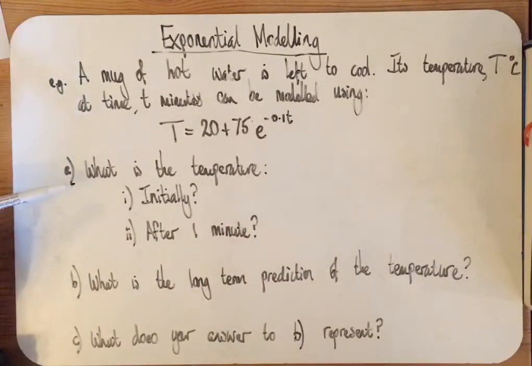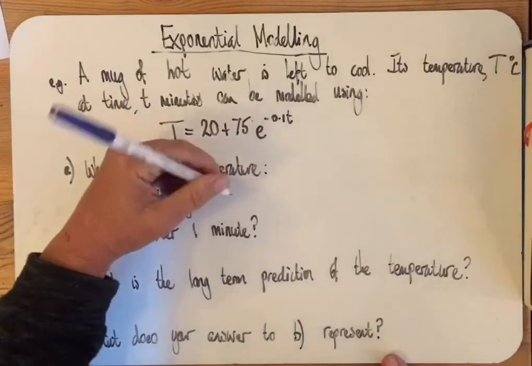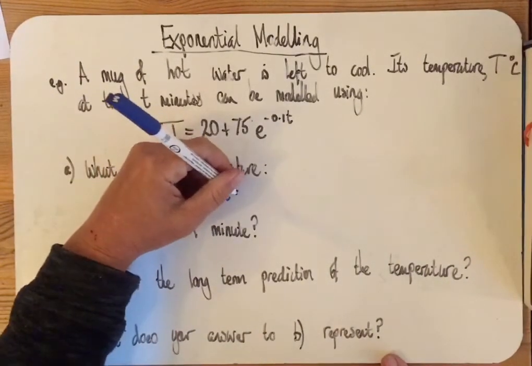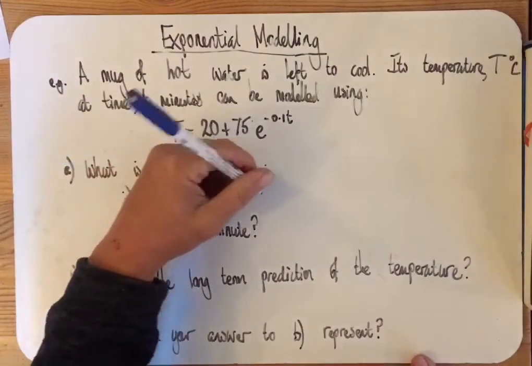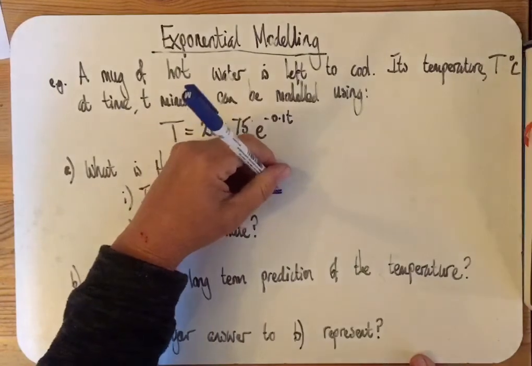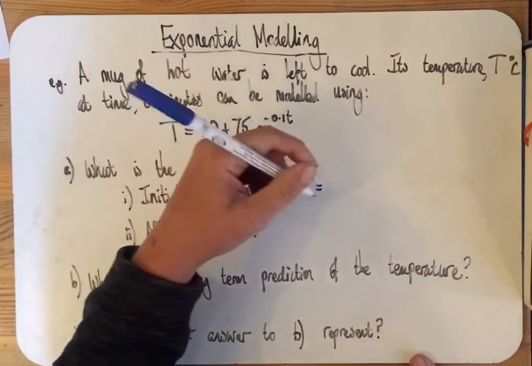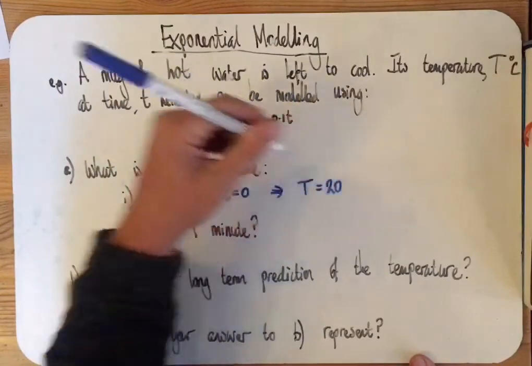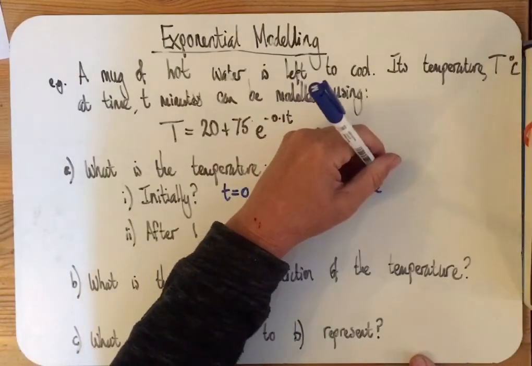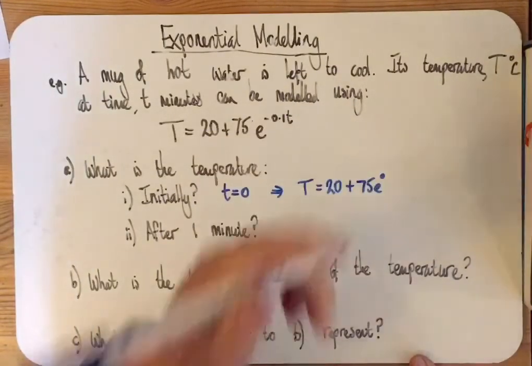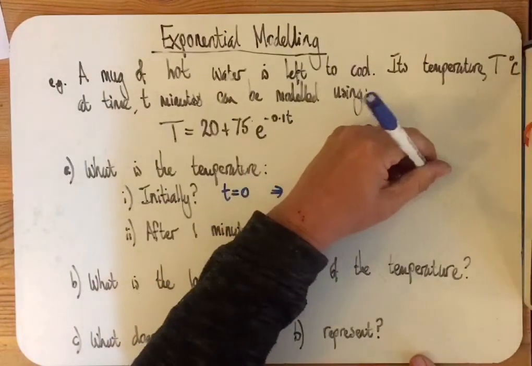We can look at what is the temperature initially. So you've done bits of modelling already, and like in mechanics, initially is what's the temperature at the beginning. So you just set t equals 0, and then the temperature will equal 20 plus 75 e to the power 0. Any number apart from 0 to the power 0 is 1. And 20 plus 75 is 95.